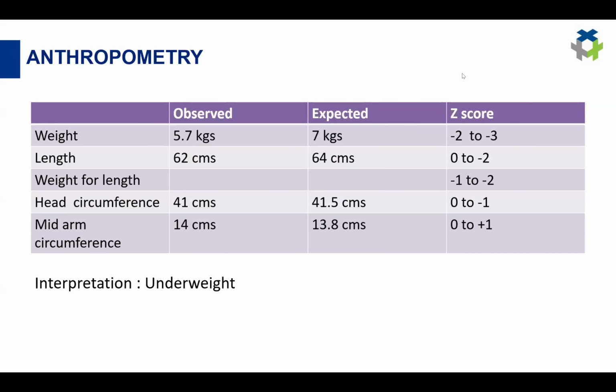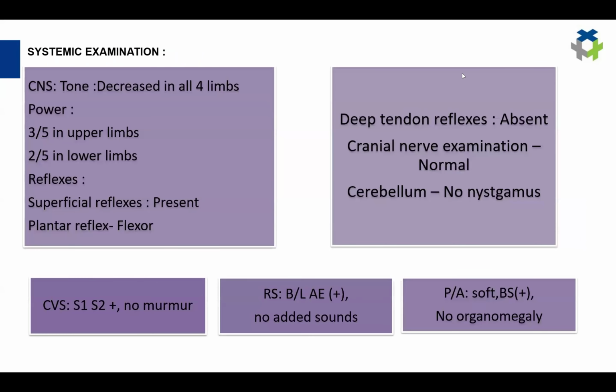Anthropometry-wise, the weight was 5.7 kg, which falls under -2 to -3 SD and showed underweight. Other parameters were normal. On systemic examination, CNS examination showed tone was decreased in all 4 limbs. Power was 3/5 in upper limbs and 2/5 in lower limbs. Superficial reflexes were present. Plantar reflex showed a flexor response. Deep tendon reflexes were absent.